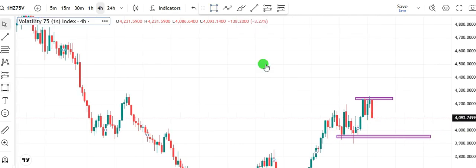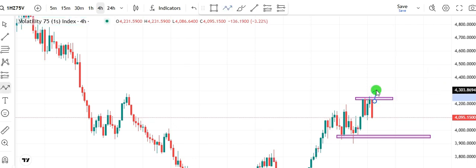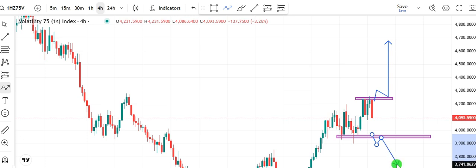You want to see a break above this, testing it, to think of going on the long side, or you want to see the market moving below this, of course testing it, to go on the short side. So this is what we want to see, either on the long or on the short side.